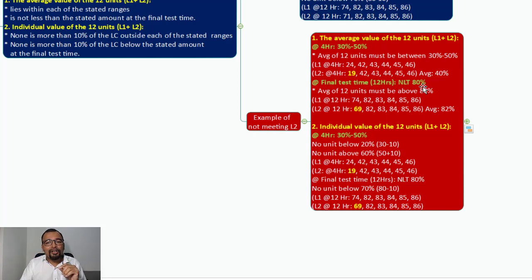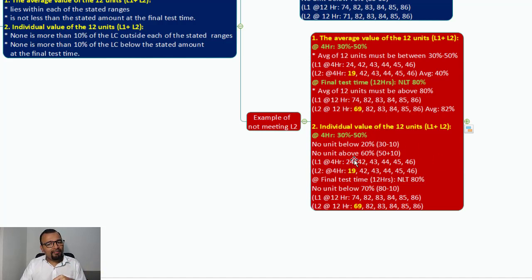Let us understand the average value requirement at the 12th hour, which is my last time point, and the requirement is not less than 80%. So the average of 12 units must not be less than 80%. L1 is 74, 82, 83, 84, 85, 86. And L2 is 69, 82, 83, 84, 85, and 86. If you calculate the average of all these 12 units, you will get 82%. So now can I say that the average value requirement at the 4th hour and at the 12th hour is met? It's absolutely met.